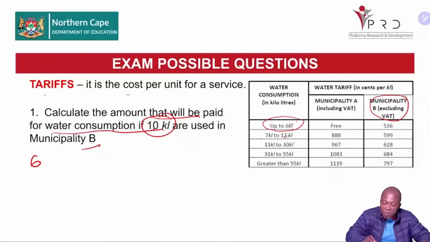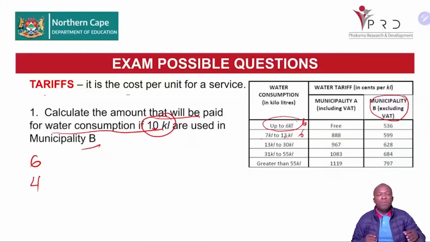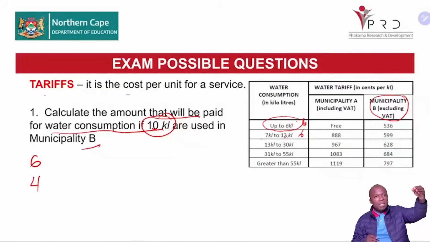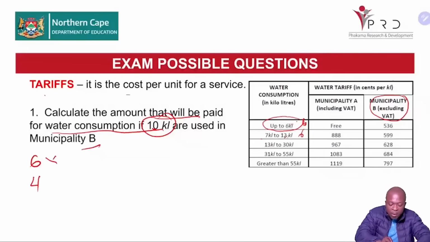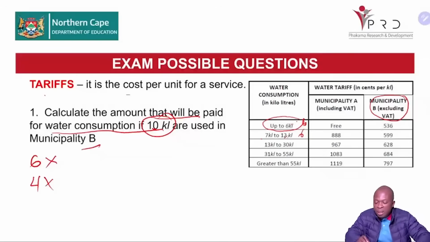It means that we can use 6 in this block, 6 in that block. But we don't use all. We are only reaching up to 10. So what do we do? We are going to say 10 minus 6, so we're going to have 4. How do you get 10? If the first block is 6, the next block is 4. So now we have gotten our 10. The next thing you do now, multiply them with the prices.